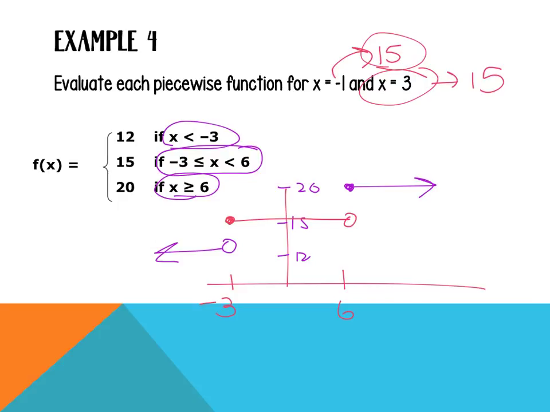What if I asked you to evaluate where x is 6? Well, it would be the last one. Good. It would be 20. Why is it not 15? Because 6 is not included in 15. Good. 6 is not included in 15. It has to be less than 6. Does that make sense? Mm-hmm. So if I said 5.9999999, my answer would be 15. As soon as I switch it over to 6, it now becomes 20. Questions so far?